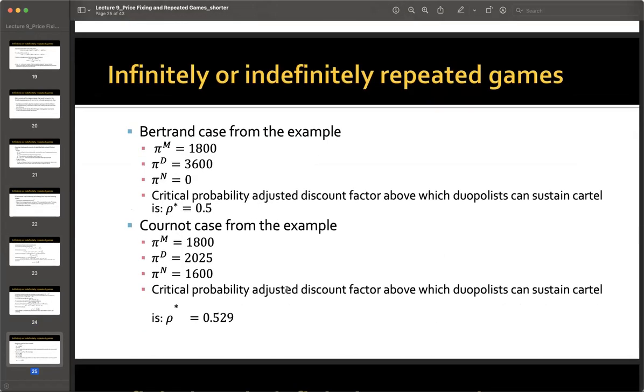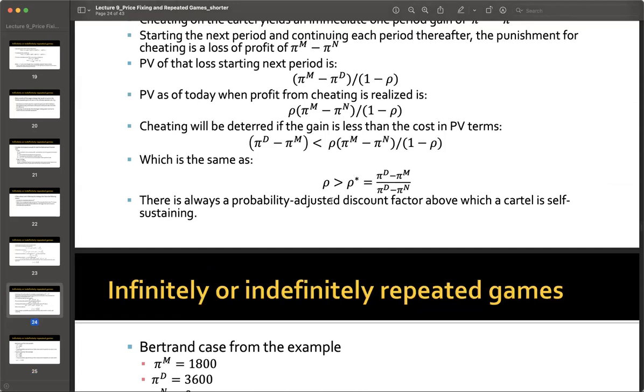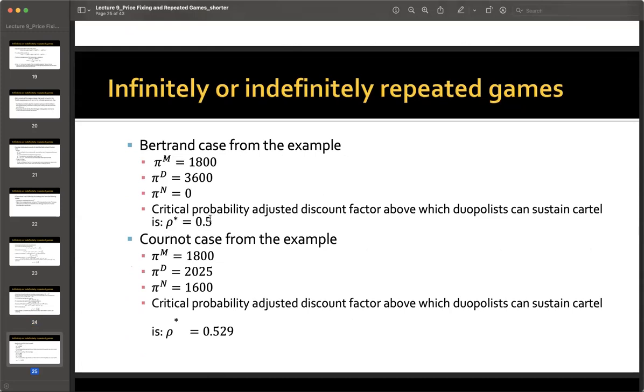Now let's talk about, ito na nga yung nag-iisipan ko kanina na, there will probably be an example in the slides that sort of gives you these values, right? Okay. So for the Bertrand case, this is pi m, pi d, and pi n. The critical probability adjusted discount factor above which the duopolist can sustain cartel is rho equal to 0.5. Okay. I think in the homework, this is the homework, right? It will ask you to prove this. Okay, and you prove that using exactly these computations that we have here. The formula that you had there. In the Cournot case, the critical rho is 0.529. Okay. So yung nakikita mo, ano yung mas maliit na rho?